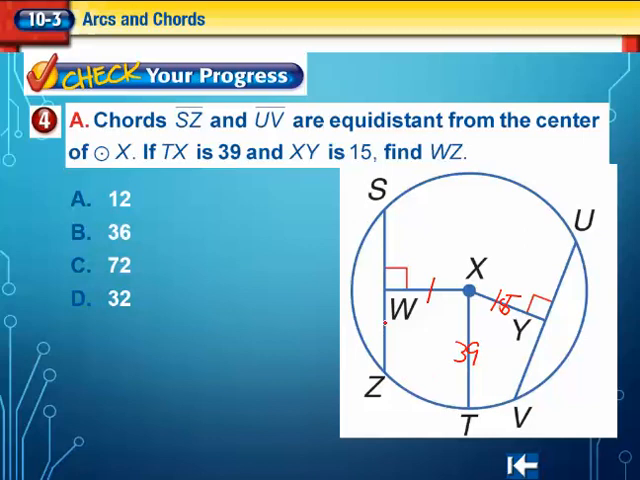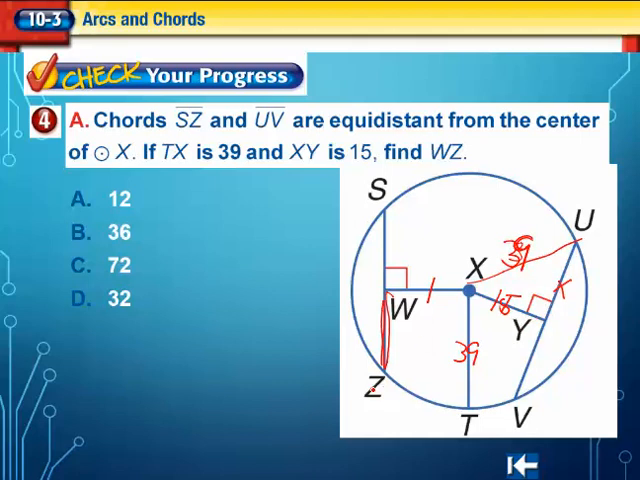Find WZ. What does this over here have to do with this over here? Remember, they're the same. They mirror each other if they're equidistant. So here's a radius. I can draw a radius just like it over here to create a right triangle. Now here we don't have a Pythagorean triple. So we're going to have to do a squared plus x squared equals c squared. This is a 39. Whatever x ends up being, that's what WZ is going to be.